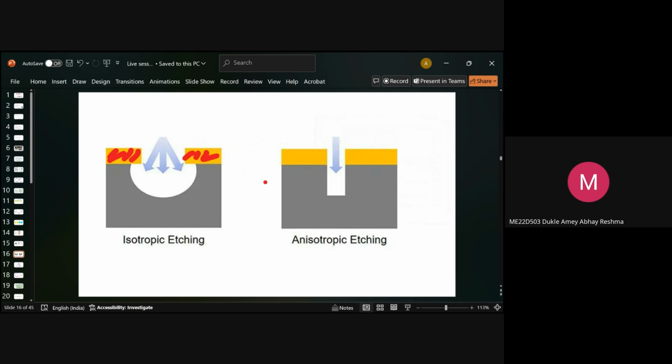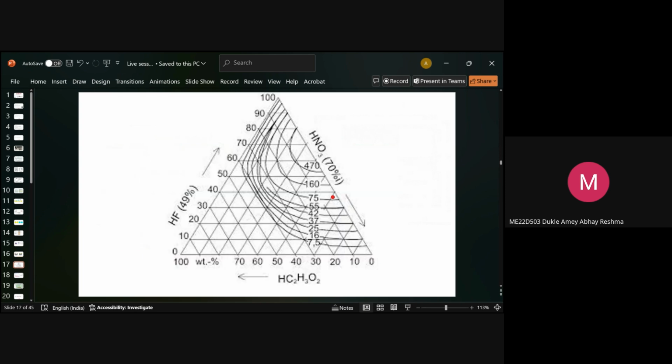It's not like what is shown in the figure, where etching happens only along one axis. What will happen is, if the etching rate along the z axis is, like, 10 millimeter per second, along the x and y axes it will be like 1 millimeter per second. In that way you will be able to get better etch rates and better results.